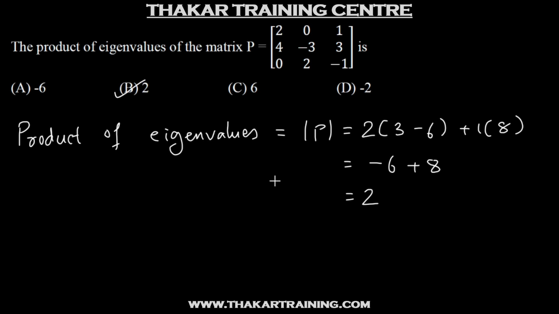So important to remember these two properties, especially that the sum of eigenvalues is equal to the trace of the matrix, and trace is nothing but the sum of elements on the principal diagonal, and the product of eigenvalues is the determinant of the matrix. Remember these two properties very well, it will be helpful.